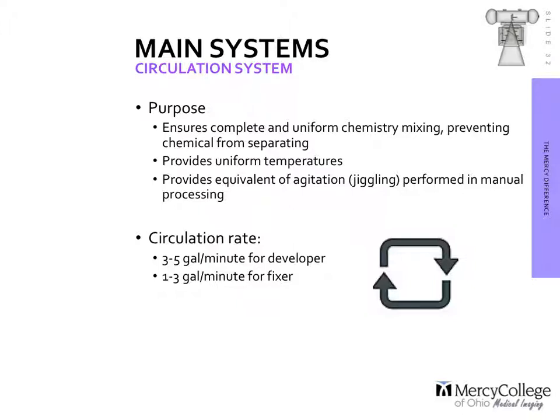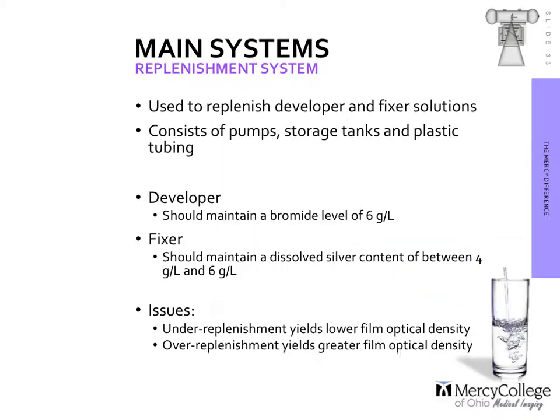So circulation is important, and you can see that the circulation rates do differ depending if we're talking about the developer or the fixer. So with each passing film, we're going to use a little bit of the developer and a little bit of the fixer up. So we have to maintain a constant useful supply of developer and fixer.